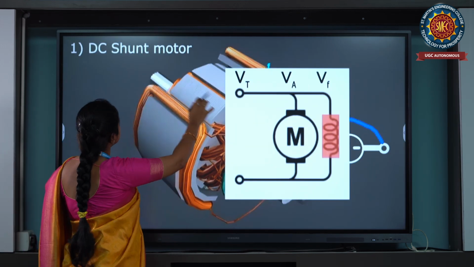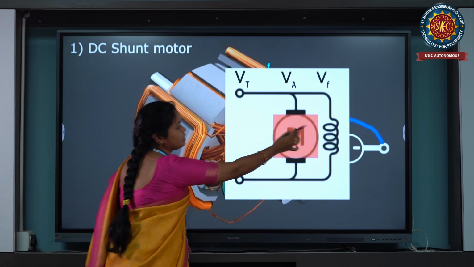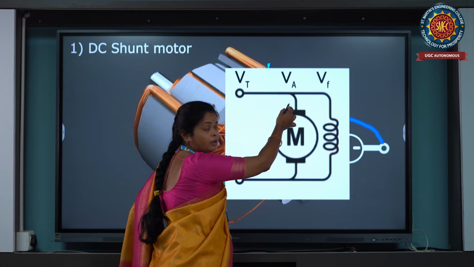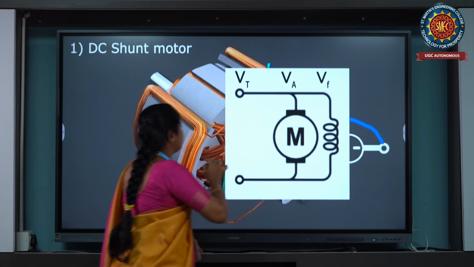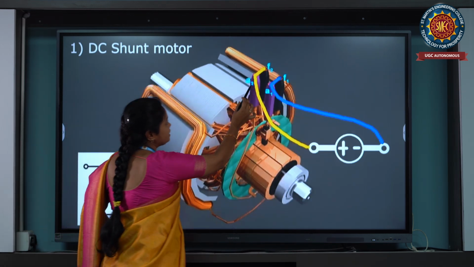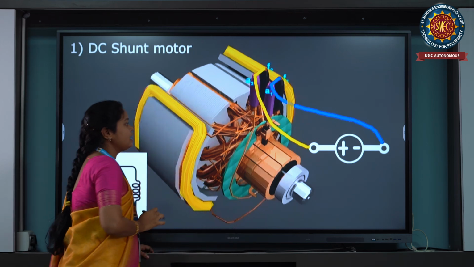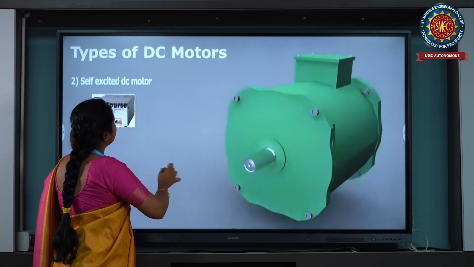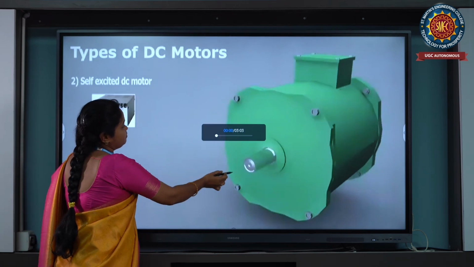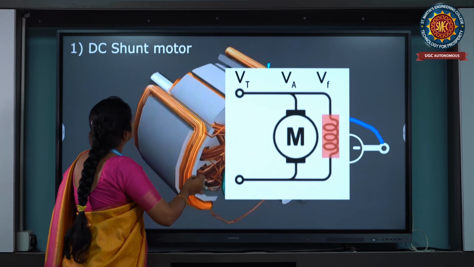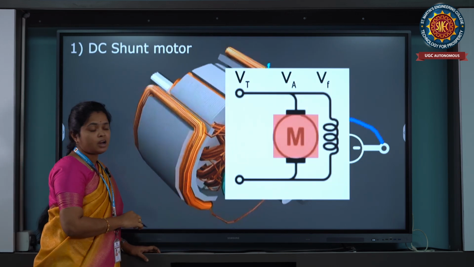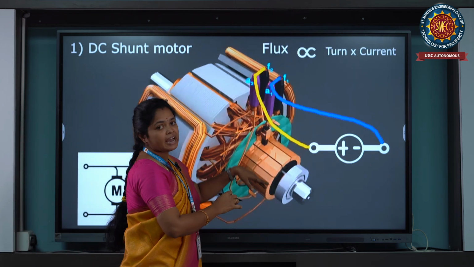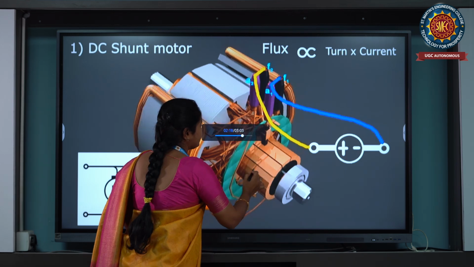And next, the shunt field. For the shunt field, we connect it in parallel to the motor, and VT is the terminal voltage, VA is the armature voltage, and the field voltage is VF. We connect these two windings in parallel, so this arrangement is called a shunt field. This type of motor is mainly used for constant speed or constant flux applications. And next one is the DC shunt motor. The flux is directly proportional to the number of turns and the current.